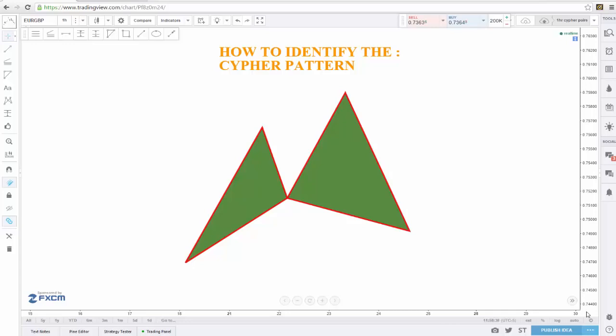Identify the cipher pattern. And as with all of my strategy tutorials, it is important for you to backtest these strategies on the particular pairs and particular time frames that you trade, and to make sure these types of strategies fit into your trading plan and your trading style.